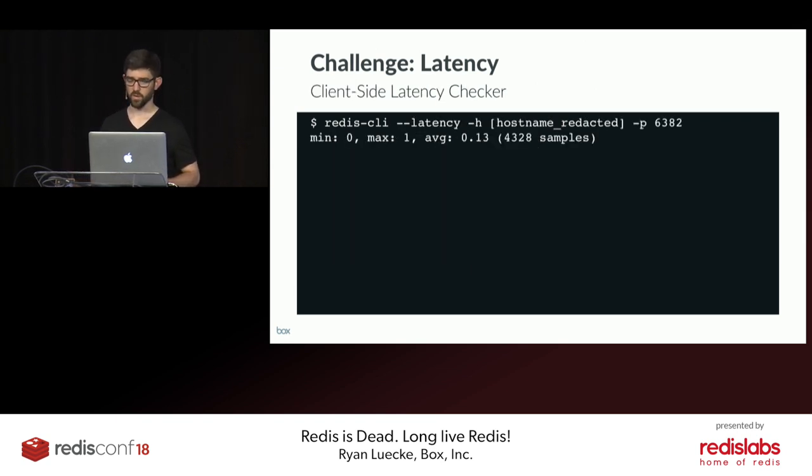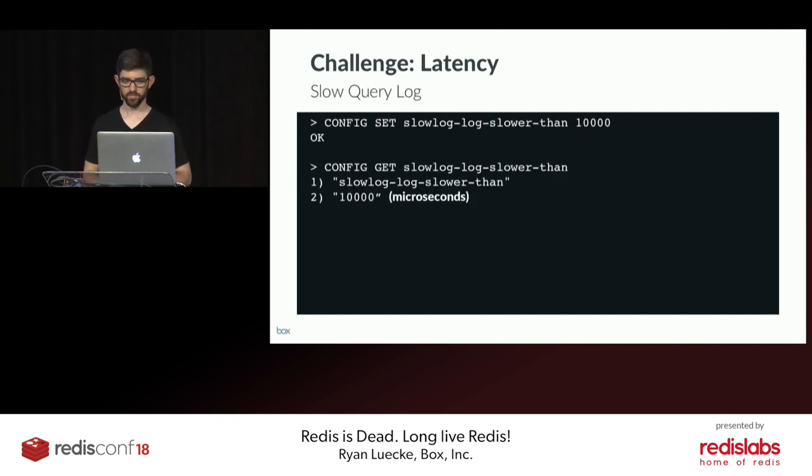We next looked at the network. And using the client-side latency checker in the Redis CLI, we were able to determine with a number of samples that we saw a max of 1 millisecond response time from our client to a given Redis server, with an average response time of about 0.13 milliseconds. So the problem was not with our network. Our network was as fast as we expected it to be, didn't have bottlenecks or jitter, these issues.